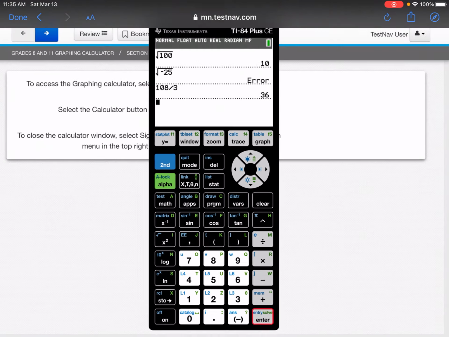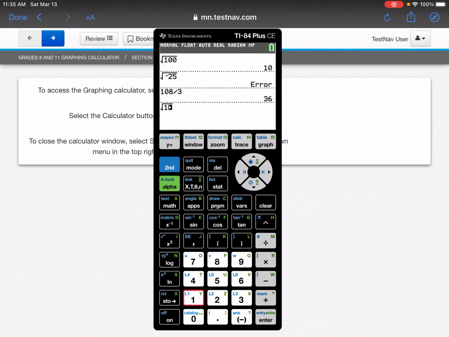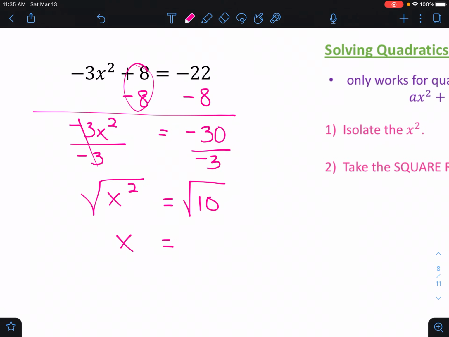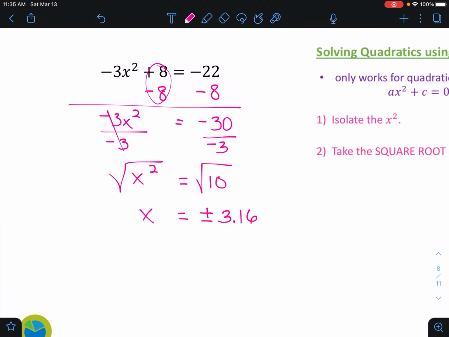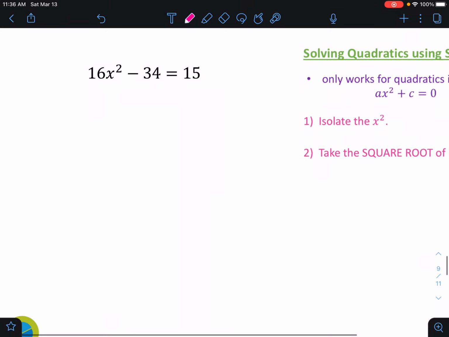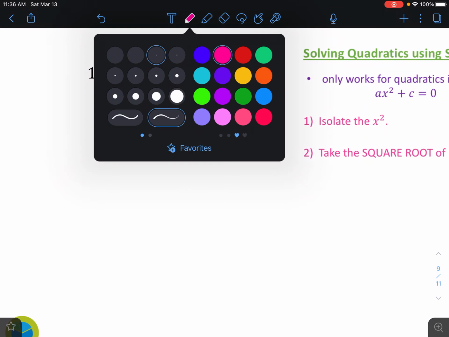So we're going to do square root of 10. I get 3.1622776. We're going to round to the nearest hundredth, which is 2 decimal places. So we'll say 3.16. The next number is a 2, so it's going to stay 3.16. So remember, this is still both a positive and negative version. So we're going to say plus or minus 3.16. Okay. All right. Let's do one more, and then hopefully you feel comfortable with these then.